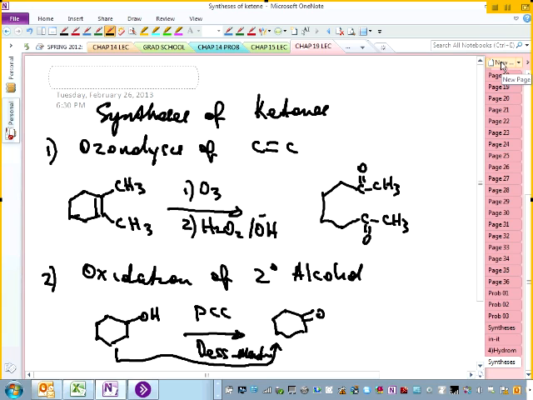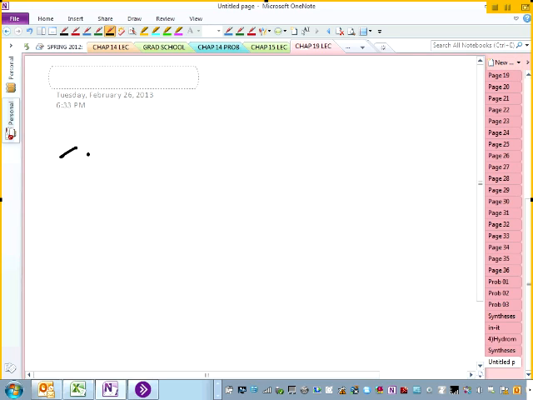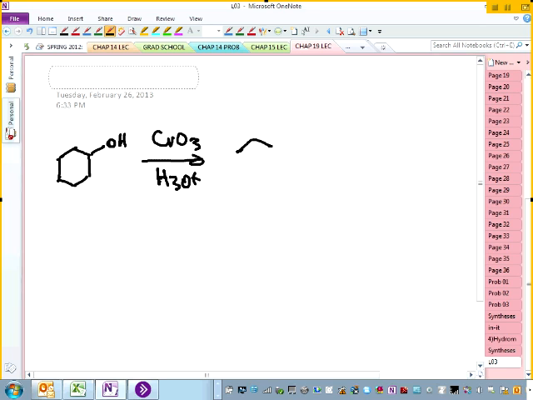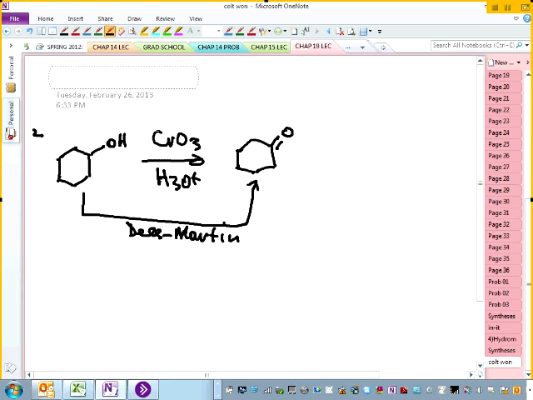You could also use chromic acid or chromium trioxide in acetic acid, in dilute acid, and that will oxidize the secondary alcohol to a ketone. Okay, I did not do the Dess-Martin well. Dess-Martin also here. Okay, so this is a continuation of two. Now three.